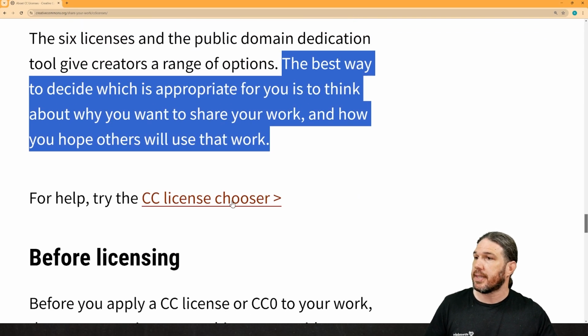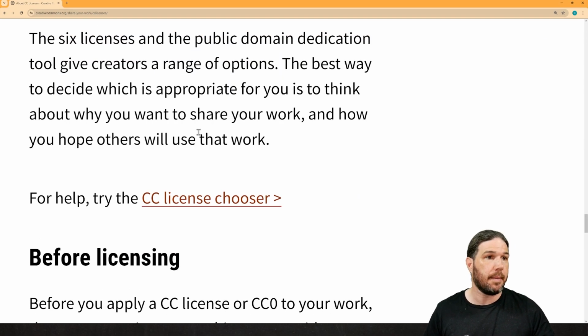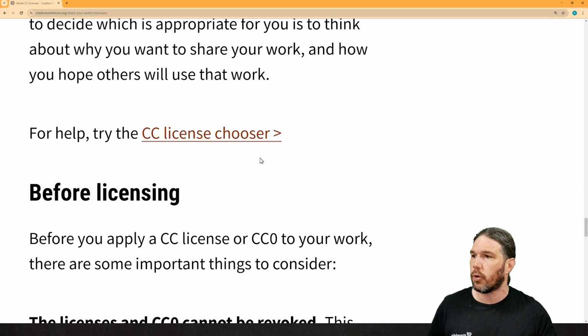There's also this CC license chooser. I will go ahead and put the link to this page in the description, but this is just creativecommons.org.